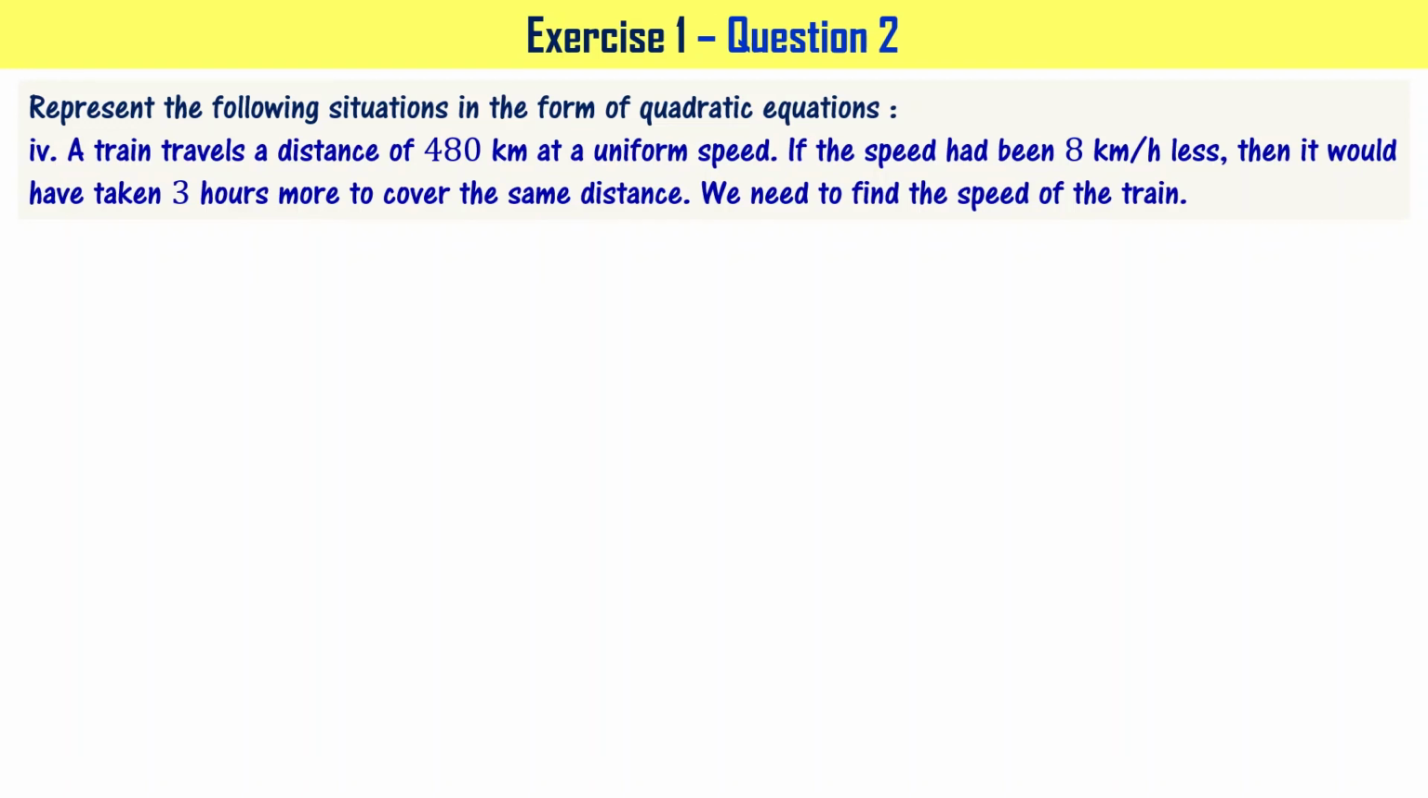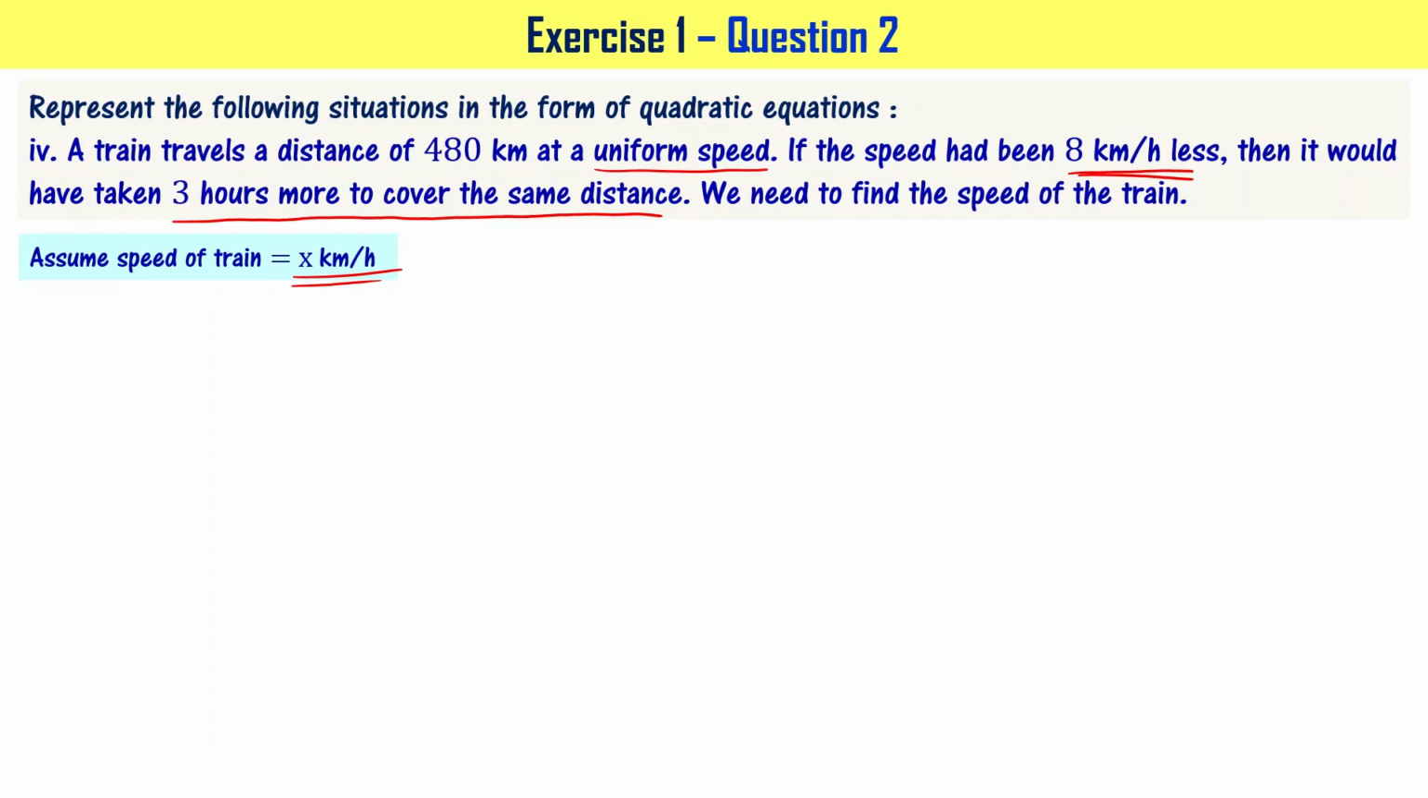If the speed had been 8 kilometers per hour less, meaning if the speed is less than the actual speed by 8 kilometers per hour, then it would have taken 3 hours more to cover the same distance. Meaning to cover the same 480 kilometers, it is going to take 3 more hours extra. Right? We need to find the speed of the train. This is the situation given. We are asked to express this in the form of quadratic equation. Right? Now let us assume that speed of the train is x kilometers. The original speed of the train is x kilometers, right?